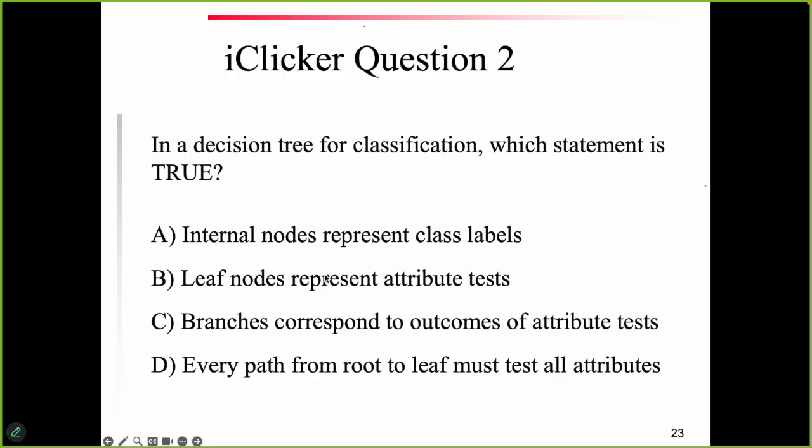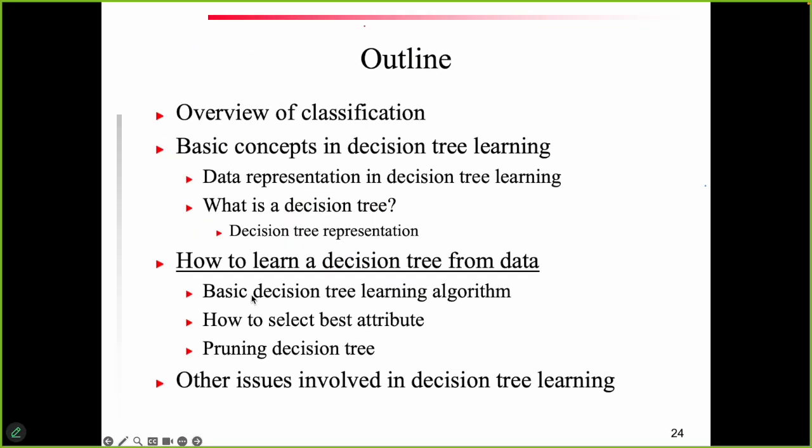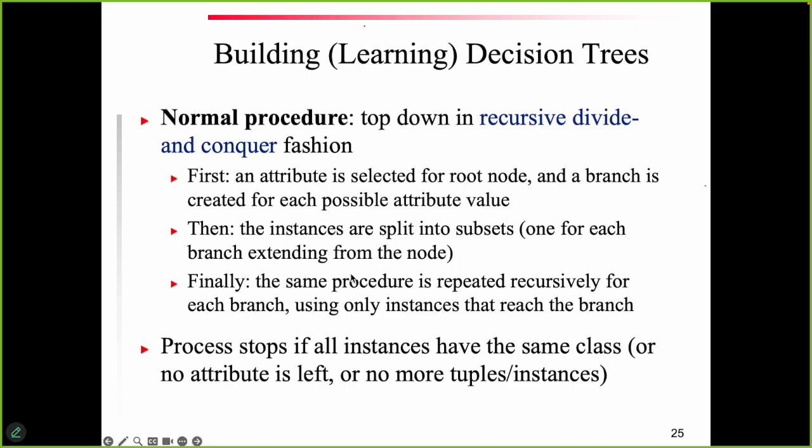Option B says leaf nodes represent attribute tests. This is also not correct because leaf nodes represent class labels. And finally, every path from root to leaf must test all attributes. No, we do not test all attributes in each path. For example, in this path on the far left, we are only testing age and student, not all attributes, right?